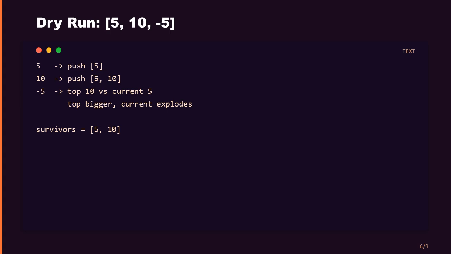Example: 5, 10, minus 5. Push 5. Push 10. Minus 5 moves left, and top 10 moves right, so collision is possible. 10 is bigger than 5, so minus 5 explodes. Survivors are 5 and 10.